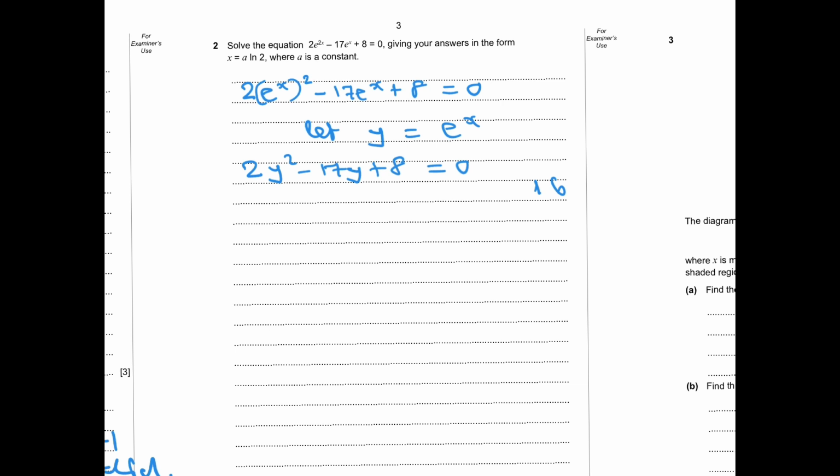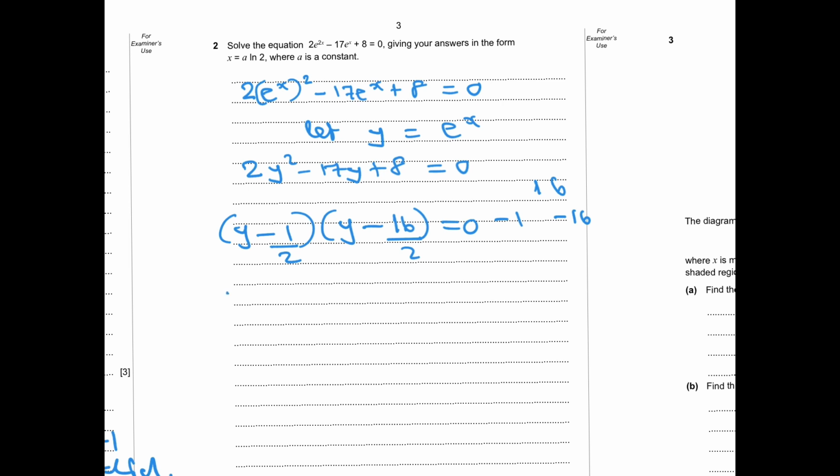That should be negative 1 and negative 16, because negative 1 times negative 16 gives 16, but negative 1 plus negative 16 gives negative 17. So that's what we need here. With a shorter method, we'll just say y minus 1 in brackets, y minus 16 is equal to 0. But since the coefficient of y squared is 2, we can divide each part by 2.